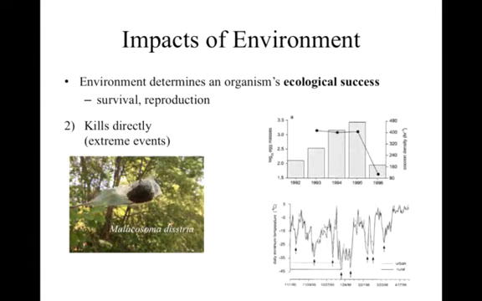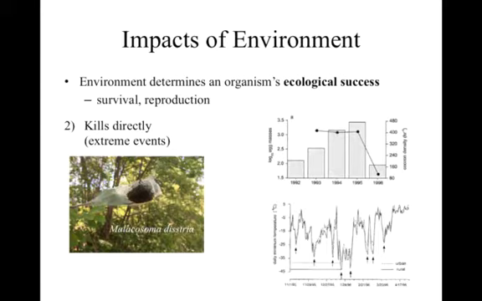So the environment can affect the ability to collect resources. And that's one way that it can affect survival and reproduction. You might starve because you just don't get enough food, or you might not starve, but you might not have as many offspring, and so after many generations, you kind of die out.